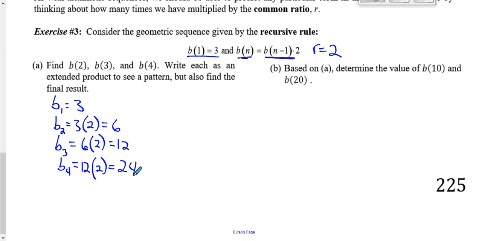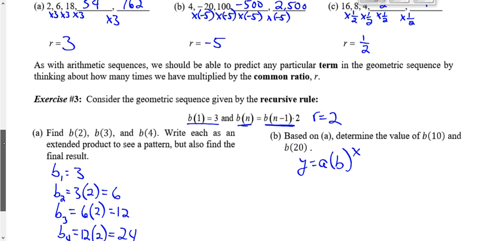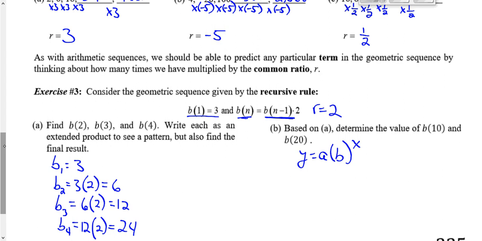So let's try and get a value for b of 10 and b of 20. I don't really want to write them all out. So why don't I do an explicit one? How about this? Well, now hold on. One little catch here. See where I wrote x to the x power? Maybe I'll use n, like to the nth.